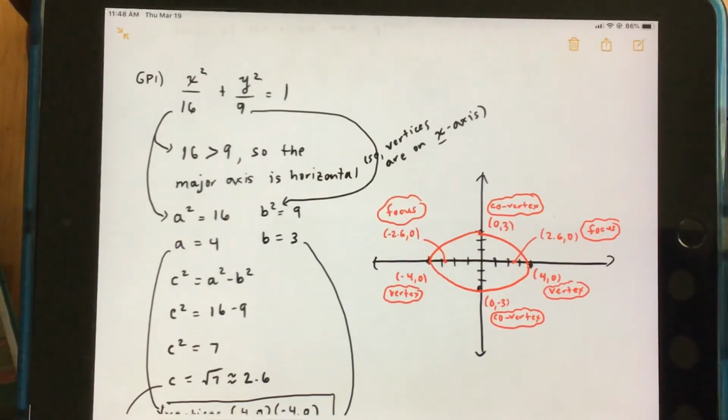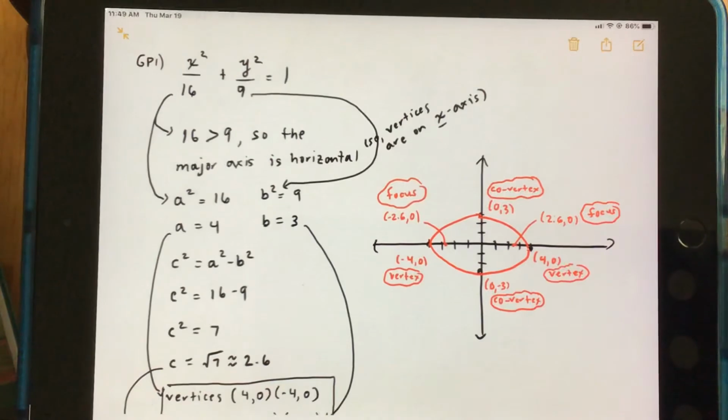Let's now figure out our focus numbers. That's going to come from our c squared equals a squared minus b squared relationship. This will always be true. C squared is a squared minus b squared in an ellipse. So putting in our numbers for a squared minus b squared, we have c squared equals 16 minus 9. C squared then is 7, and c then would be the square root of 7. On my calculator, I work that out to about 2.6. So use your calculators for your non-perfect squares to find out where you're going to put those values on your graph.